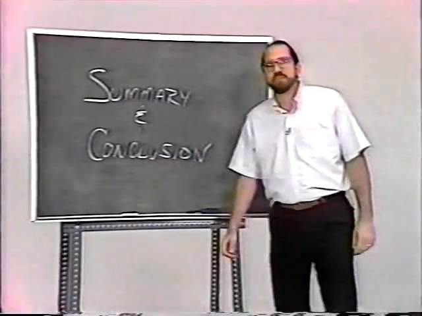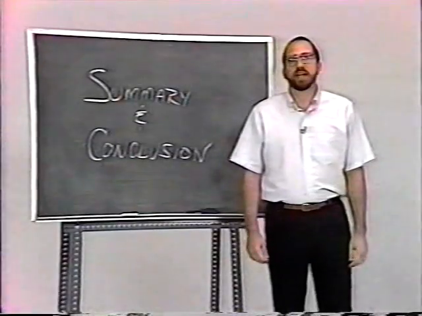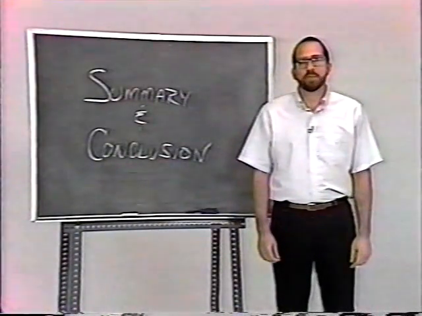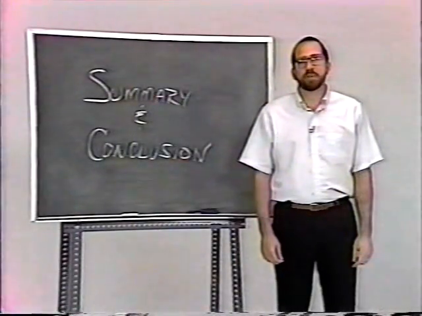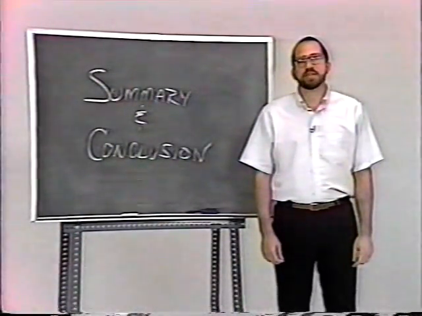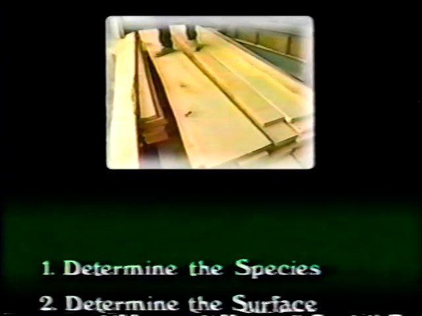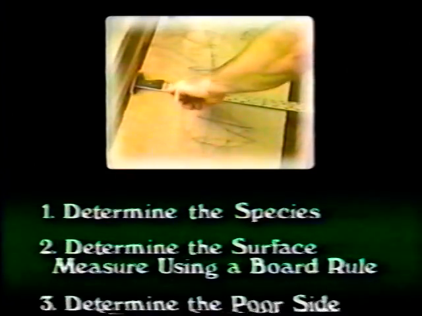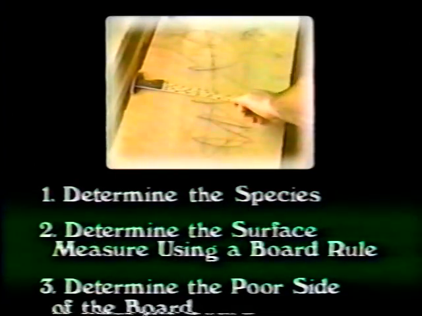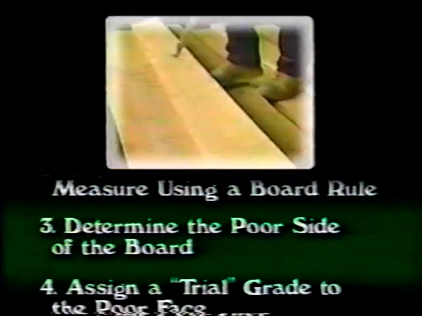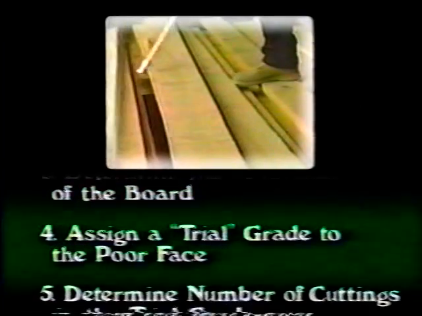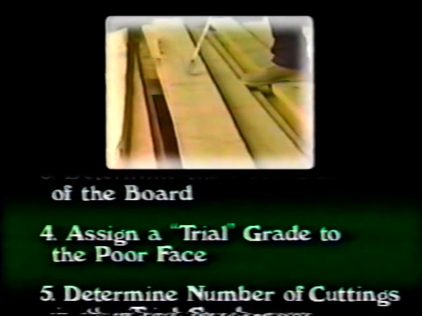At this time, we need to summarize what we have discussed today and place the practice of hardwood lumber grading in perspective. The important steps in the process of grading hardwood lumber can be summarized as follows. Determine the species. Determine the surface measure using a board rule. Determine the poor side of the board. Assign a tentative grade to the poor face based on your estimate of the yield of clear wood.